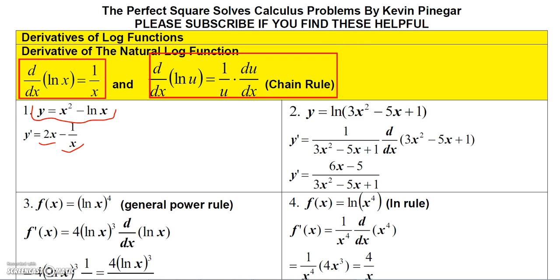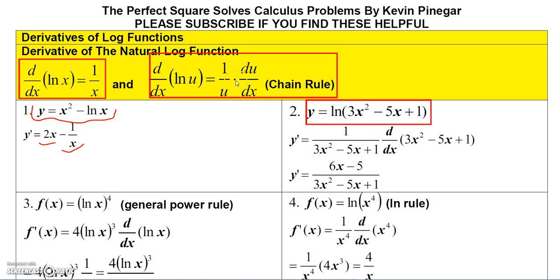So now let's take a look at an example here. If you take a look here, you'll see I have y equals the natural log of this trinomial, 3x squared minus 5x plus 1. So based on this problem, the first thing I'm going to do is just write 1 over that trinomial. So whatever this is, u. So the derivative of natural log of u, where u is this trinomial, would simply be 1 over u. So 1 over that trinomial.